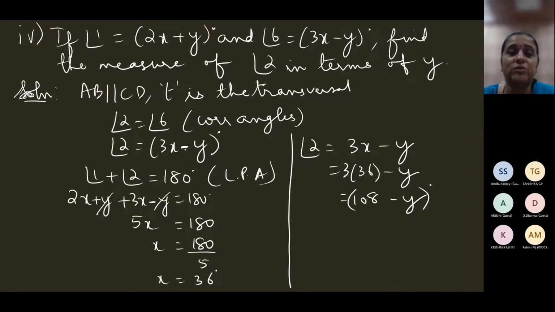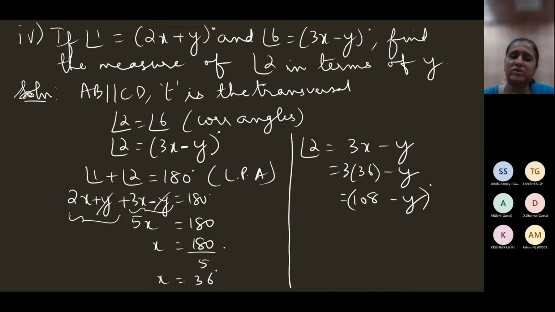Now there is a relation between angle 1 and angle 2. They form a linear pair, so angle 1 plus angle 2 is equal to 180. Angle 1 is 2x plus y, and angle 2 is 3x minus y, equal to 180. So plus y minus y cancels out. 5x is equal to 180. x is equal to 36.